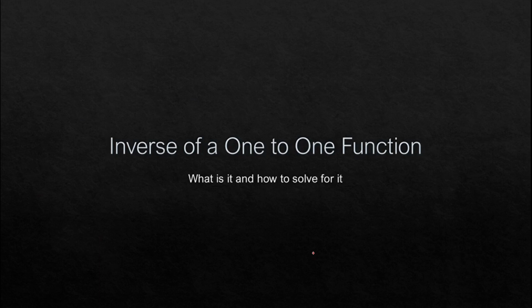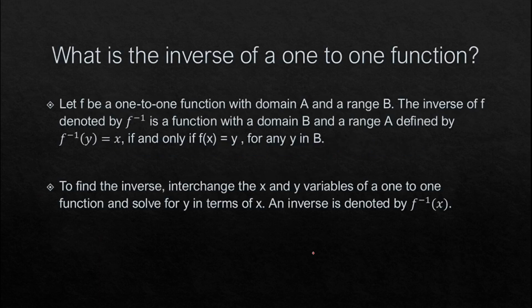Inverse of a one-to-one function. What is it and how do we solve for it? Let f be a one-to-one function with domain A and range B. The inverse of f, denoted by f negative 1, is a function with domain B and range A, defined by f negative 1 of y equals x if and only if f of x equals y for any y in B. To find the inverse, interchange the x and y variables of a one-to-one function and solve for y in terms of x. An inverse is denoted by f negative 1 of x.